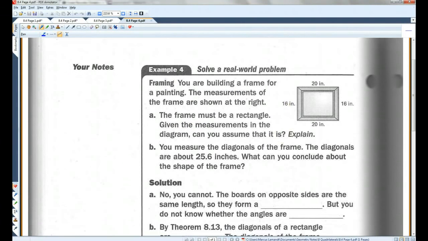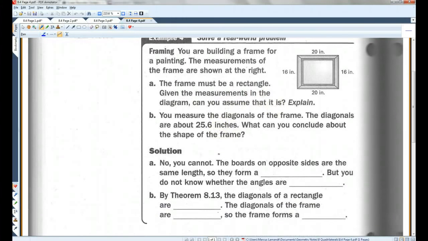You are building a frame for a painting. The measurements of the frame are shown at the right. The frame must be a rectangle. Given the measurements in the diagram, can you assume that it is? Alright, let's do that part. We see that the opposite sides are congruent. Does it have to be a rectangle?